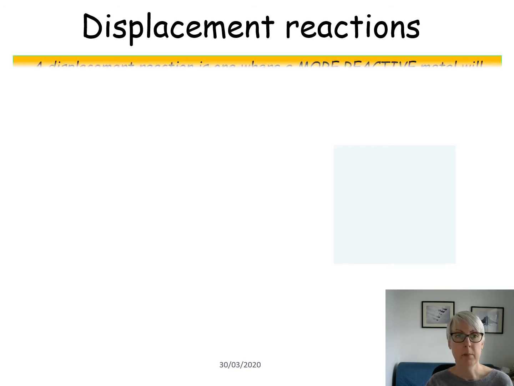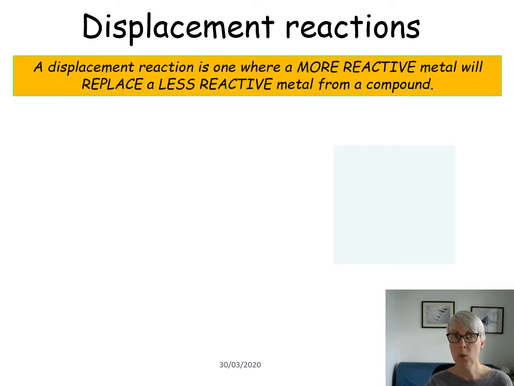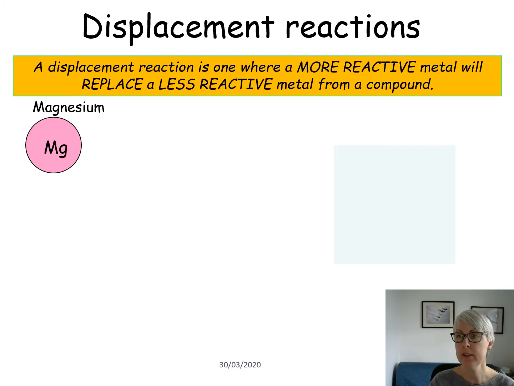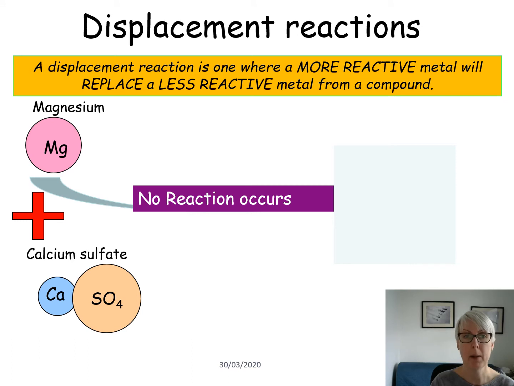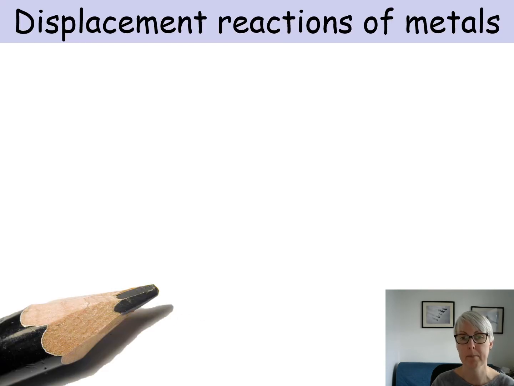Let's look at another example now. Remembering that this always holds true, a displacement reaction is one where a more reactive metal will replace a less reactive metal from a compound. Let's see what's going to happen here. This time we've got magnesium plus calcium sulfate. If you can remember back to last lesson, we found out that calcium was in fact more reactive than magnesium. So this time, no reaction will happen because magnesium is less reactive than calcium, so nothing happens this time.